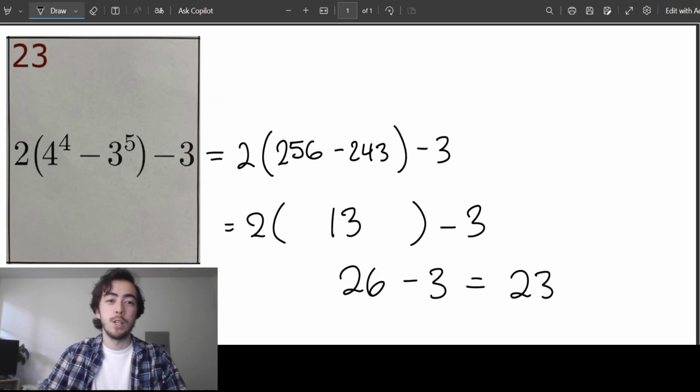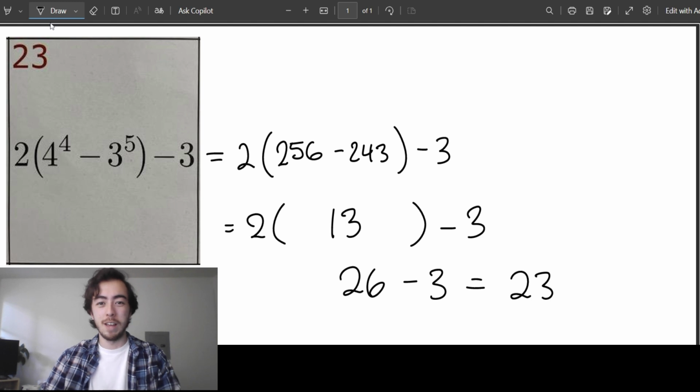So that's pretty much it. I don't really think there's anything else to it besides just kind of evaluating the numbers. But the answer is 23, and we're all done.